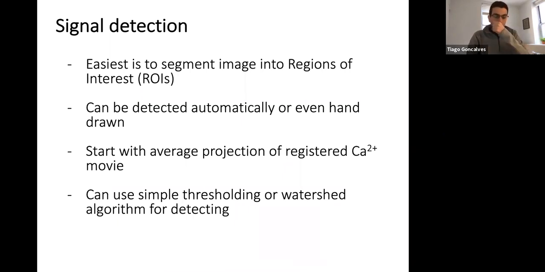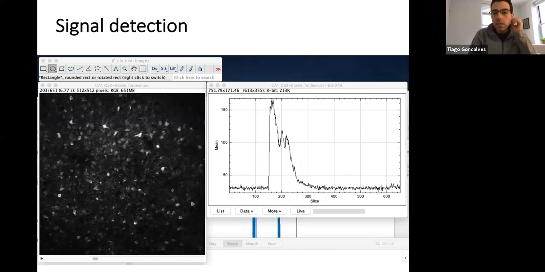So the next step is, okay, you've aligned your movie. So you have a movie with cells that are flashing. Now, you want to detect signals, calcium signals, for example, out of this movie. And the first, easiest way, and the way that people have started doing this, is just to segment the image into regions of interest. And you can do it in ImageJ. In fact, you should do it. This is one of the very fundamental things that you should do whenever you're analyzing, before you start anything.